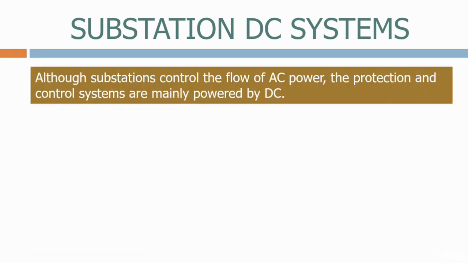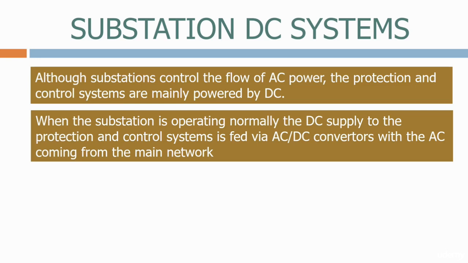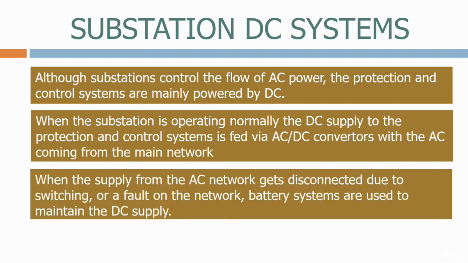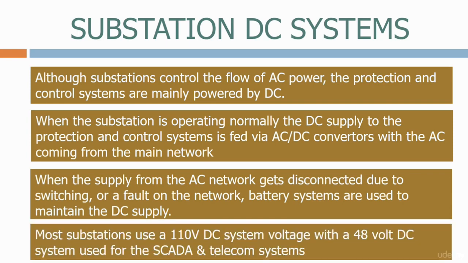Although substations control the flow of AC power, the protection and control systems are mainly powered by DC. When the substation is operating normally, the DC supply to the protection and control systems is fed via AC to DC converters, with the AC coming from the main network. When the supply from the AC network gets disconnected, due to switching, or a fault on the network, battery systems are used to maintain the DC supply. Most substations use a 110 volt DC system voltage, with a 48 volts DC system used for the SCADA and telecom systems.